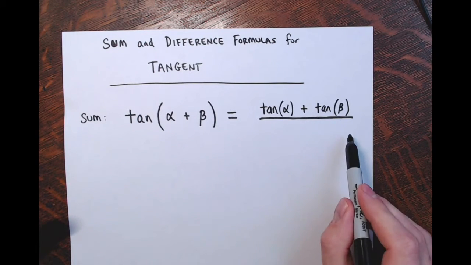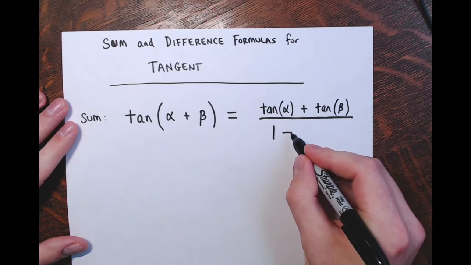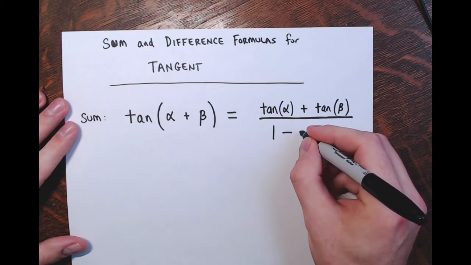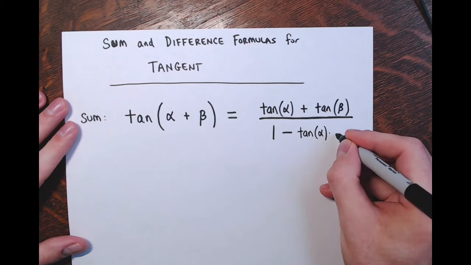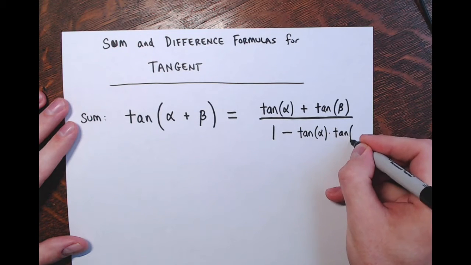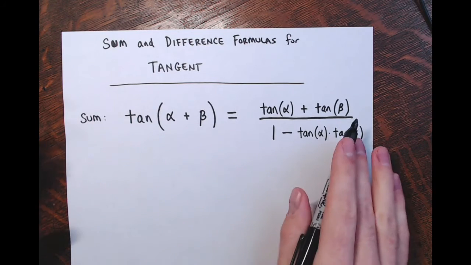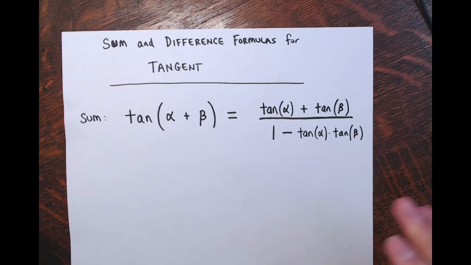There's a denominator, and the denominator is 1 minus. If there's a plus up here, there's going to be a minus down here. And then the product of the tangents of those angles, the tangent of alpha multiplied by the tangent of beta. So there's the tangent of the sum of two angles, written in terms of the tangent of each individual angle.